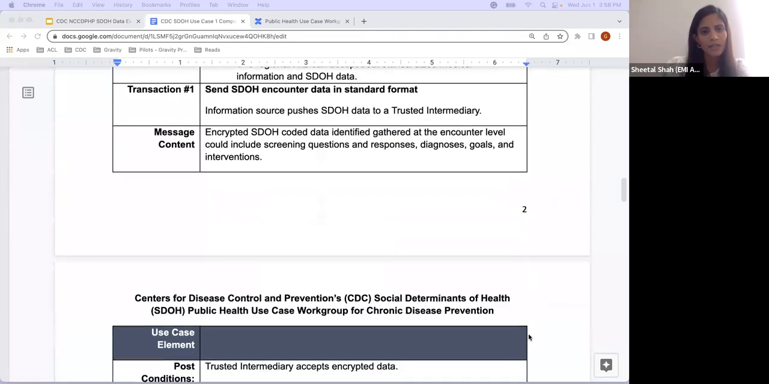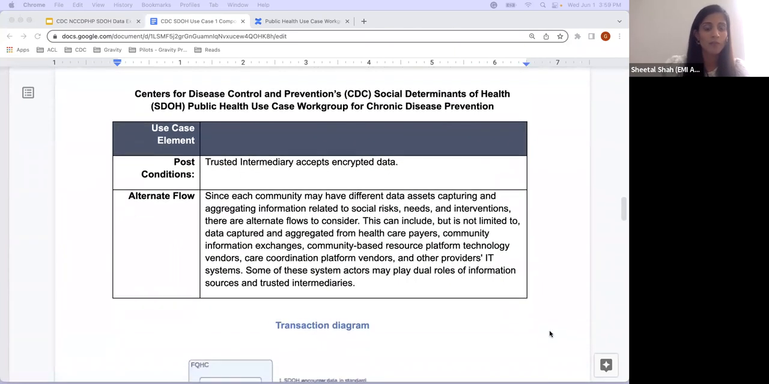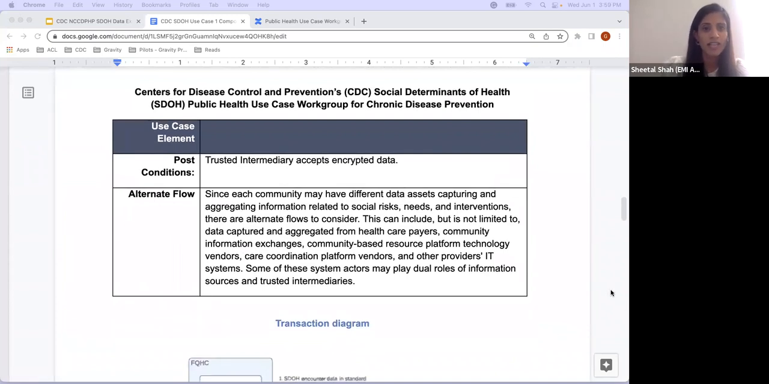And feel free, Gabby, to scroll down just a little bit further. For the post conditions, we just outlined that the trusted intermediary accepts that encrypted data. And then the last part here is that alternate flow. Just to state again, and sorry to be repetitive, we know that each community or jurisdiction might have different data assets in the community that might be aggregating and capturing this information. So we do want to make sure that we outline that here.